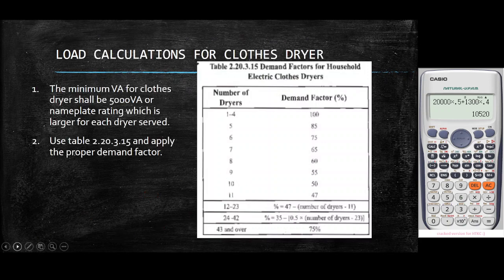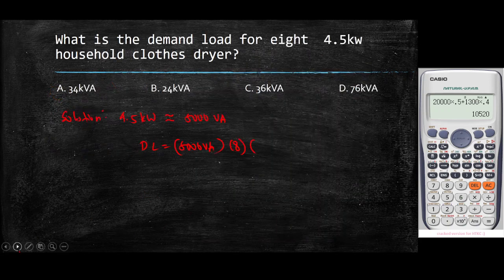So 8, that is 60%, times 0.6. So 5,000 times 8 times 0.6. That is 24 kilowatts, so 24 kVA, or 24,000 VA. So 24,000 volt ampere. So the correct answer is letter B. Okay?